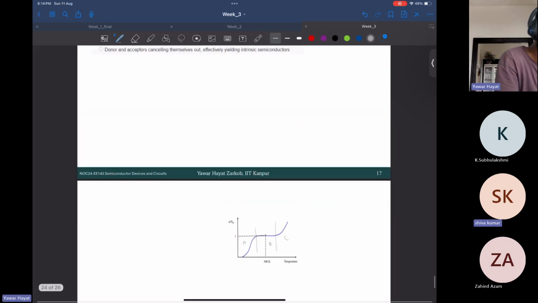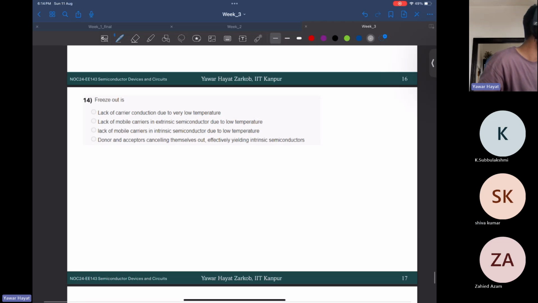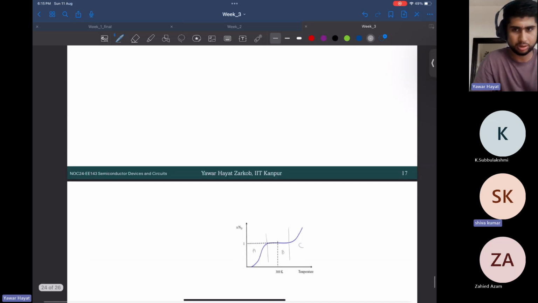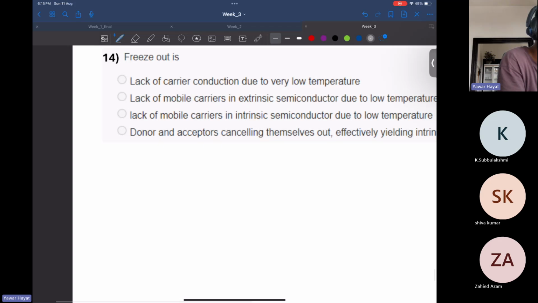The correct answer is B. Why? Because freeze out is the region where, at low temperature, the mobile carriers are very few in the extrinsic semiconductor because the temperature is very low, right? The word itself suggests it: low temperature region, freeze out. So that's why the correct answer is B.